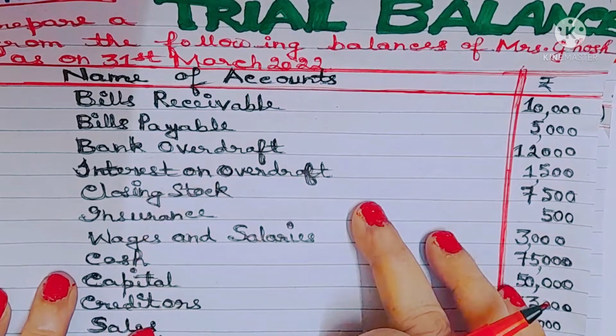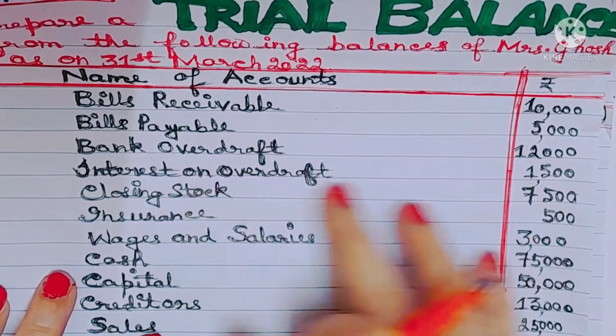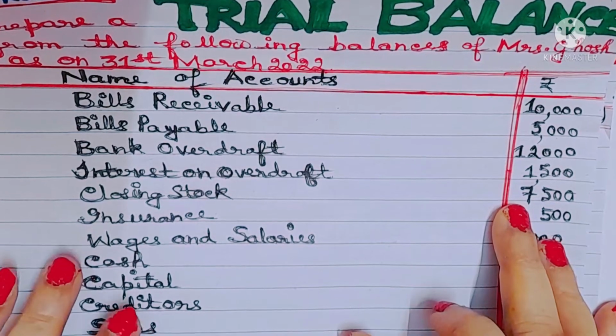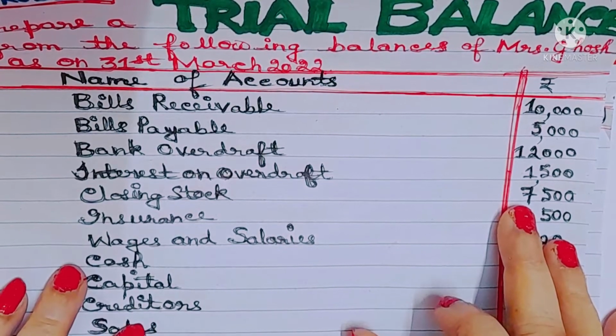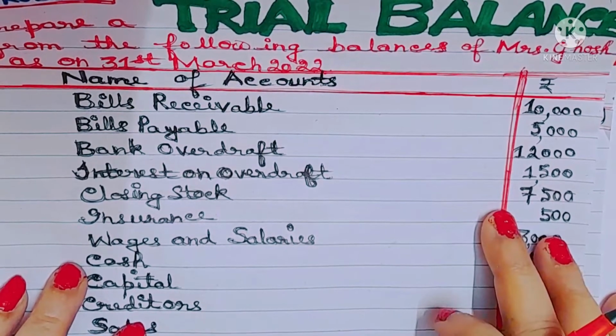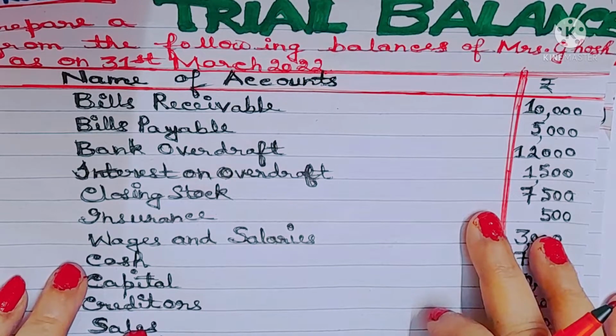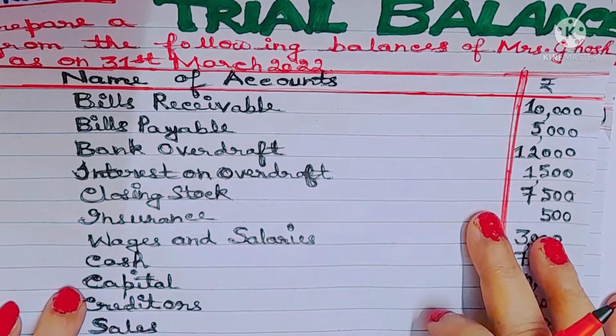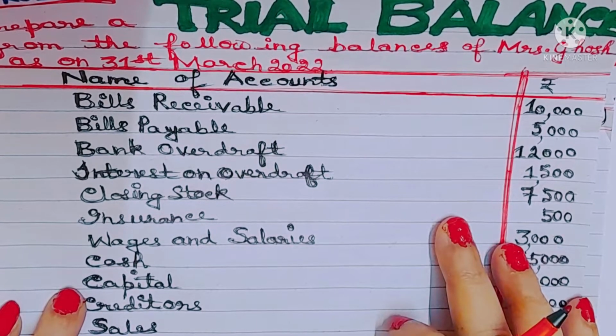Closing stock, 7,500. Closing stock will not appear in the trial balance. Why? Because closing stock is the balance of unsold goods that are remaining from the purchases made.